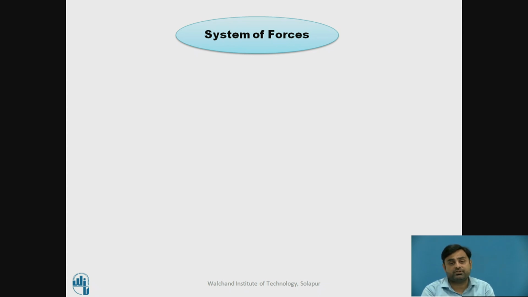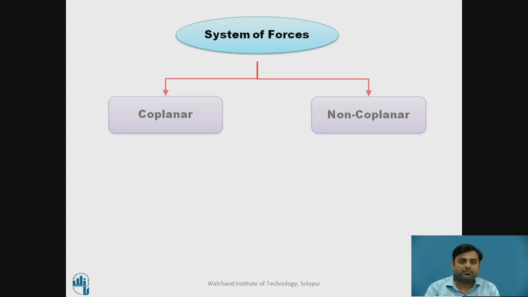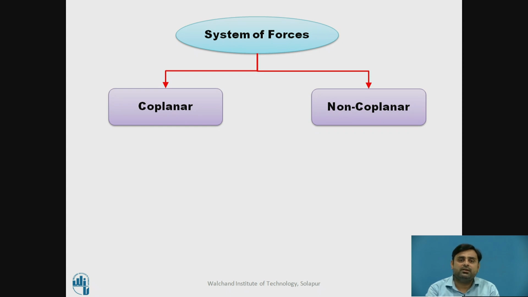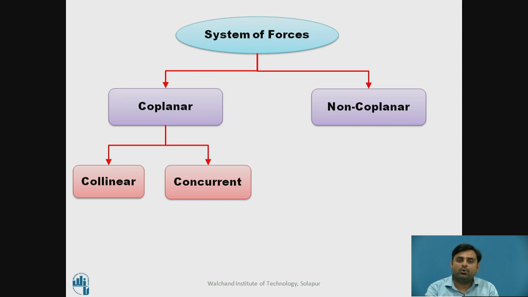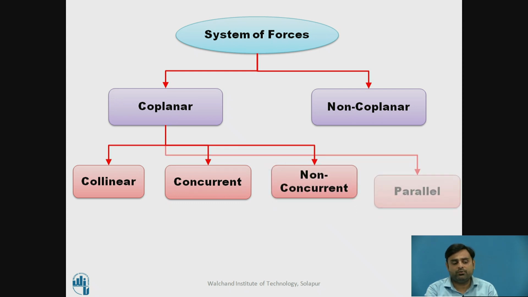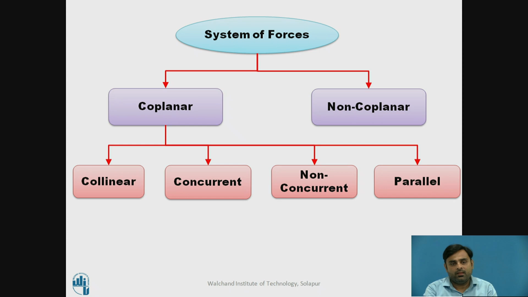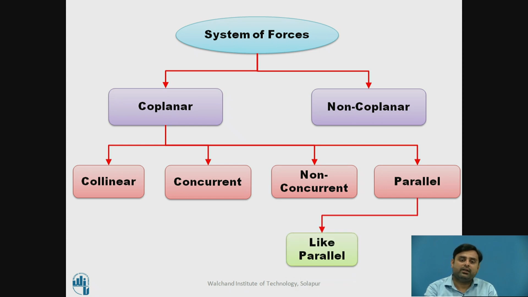Now, system of forces. The system of forces is further divided into subcategories. We will first see the classifications. The system of forces is basically divided into two categories: coplanar forces and non-coplanar forces. Non-coplanar forces are not further divided, but the coplanar forces are divided again into four categories: collinear forces, concurrent forces, non-concurrent forces and parallel forces. Parallel forces are again divided into two categories: like parallel and unlike parallel forces.